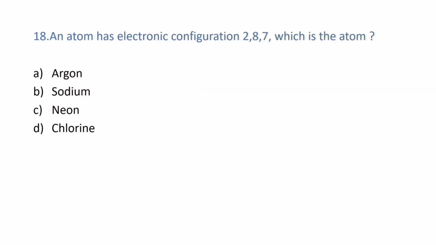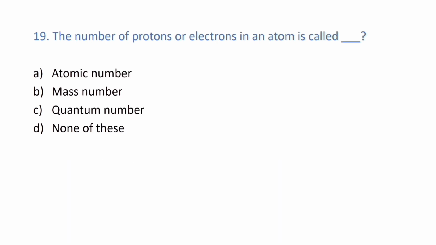An atom has electronic configuration 2, 8, 7. Which is the atom? Option number D, chlorine is the correct answer. Moving to the next question. The number of protons or electrons in an atom is called. So, the number of protons or electrons in an atom is called its atomic number. Option number A is the correct answer.